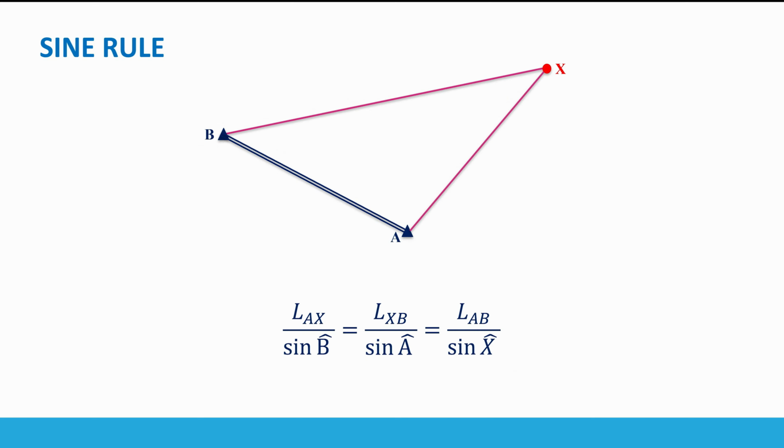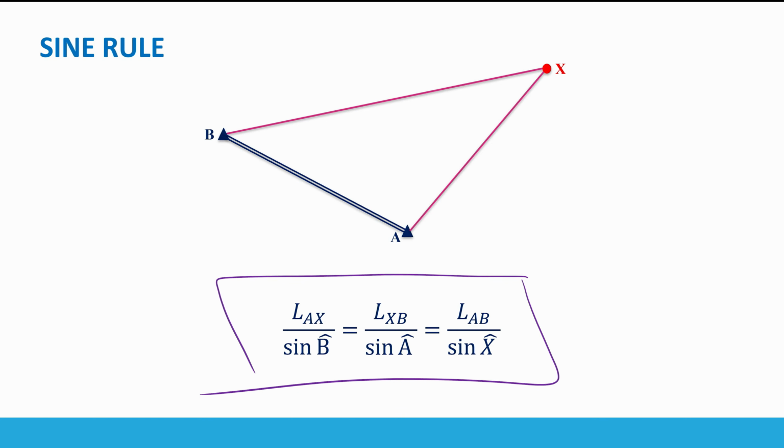So this is the sine rule from trigonometry. The length of AX divided by sine B should be equal to the length of XB divided by sine A, which should be equal to the length of AB divided by sine X. We are going to use this rule to calculate angle A and angle B.